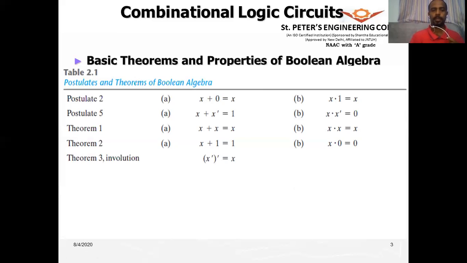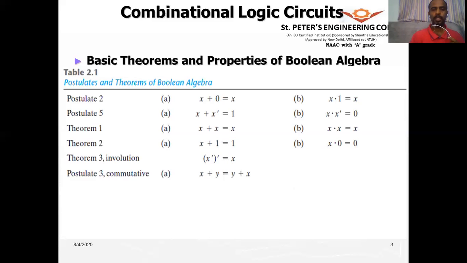Next is theorem number 3, called the involution theorem. That means you take the variable x, complement that, and again complement that, and you get back the actual x. So x double complement is equal to x. That is the involution theorem.